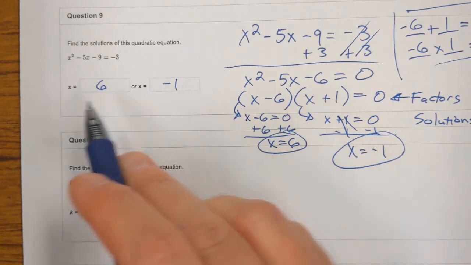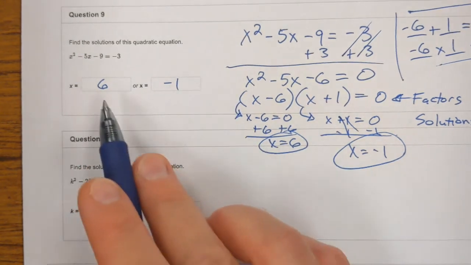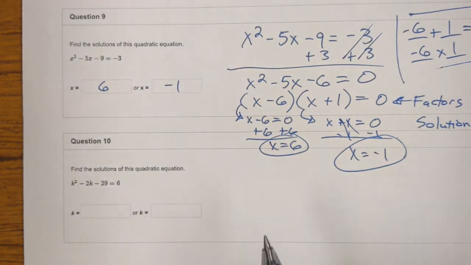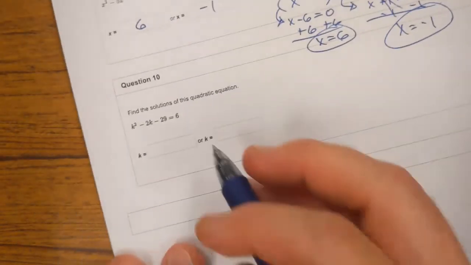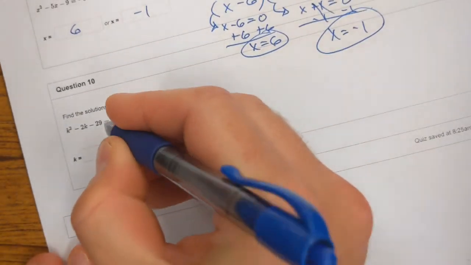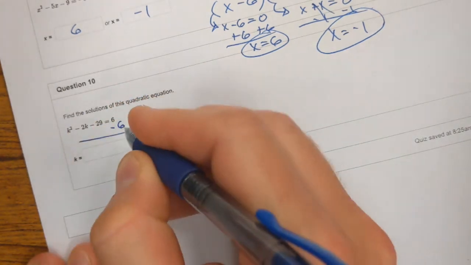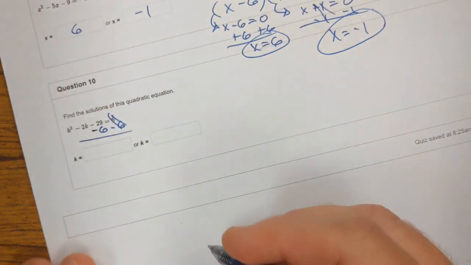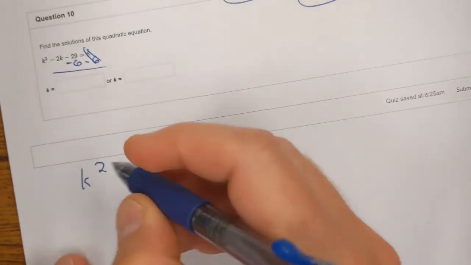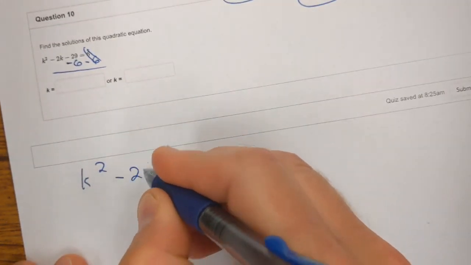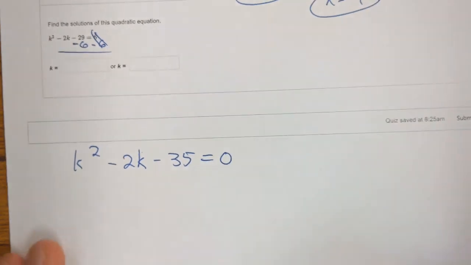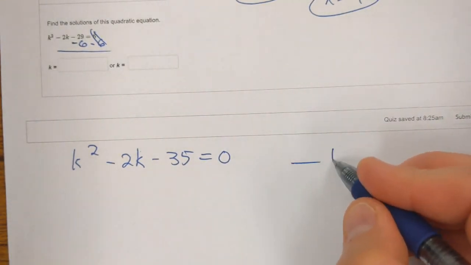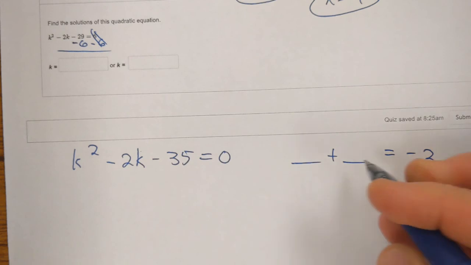And I've set up Canvas where it doesn't matter what order you put that in. I did the 6 first and the -1 last. You could flip the order. I've set up Canvas. It would give you credit either way. Question 10, I'm not going to do the whole thing, but here's how you would start. Subtract your 6 from both sides. You'd be left with k squared minus 2k minus 35 is equal to 0. And you would set that up from here.